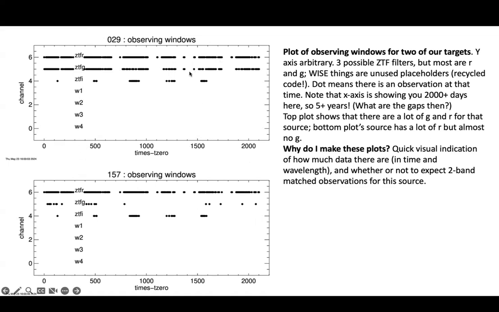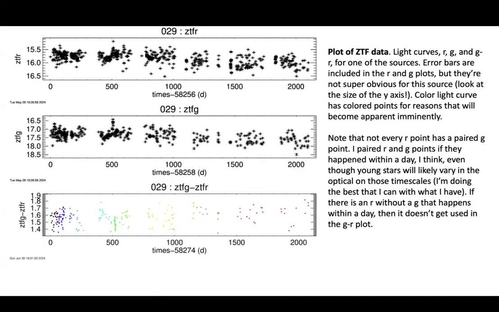So this is just showing you, okay, there's not very much I data, but there's a lot of R and G. Here for this target, there's not very much G either, right? There's a lot of R, but not a lot of G or I. But look, that x-axis is 2,000 days of data. So that's 5 years. So this is just a really quick way of absorbing how much data there are in terms of time and wavelength.